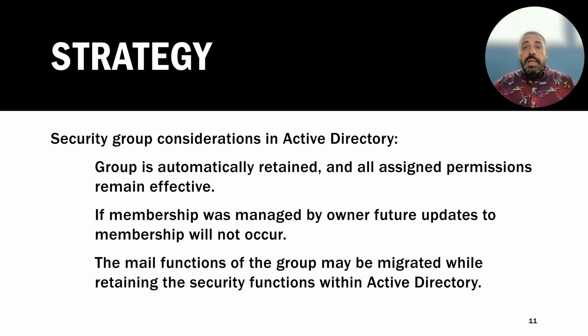In this particular instance, when you migrate the mail-enabled security group to Office 365, there is no link between the membership in Active Directory any longer and the membership of that group in Office 365. That business process would now be broken. The mail functions of the group can be migrated to Office 365 while leveraging the security group in Active Directory without creating the group in Office 365 as security.